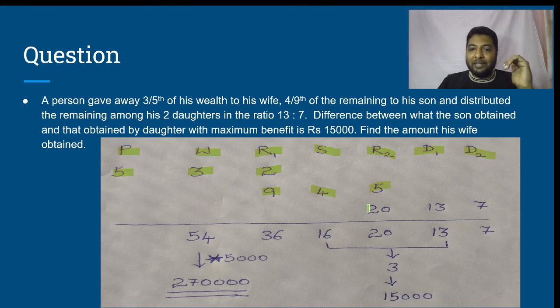Forget about this for a moment. Let us say what is left with the person at this point of time are 20 wallets, 20 exactly similar wallets. Why 20? Because the remaining was distributed among 2 daughters in the ratio 13:7. If the remaining is 20 wallets, then how many wallets are given to daughter 1? 13. How many to daughter 2? 7 wallets.